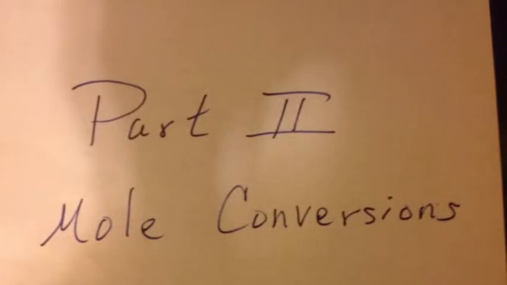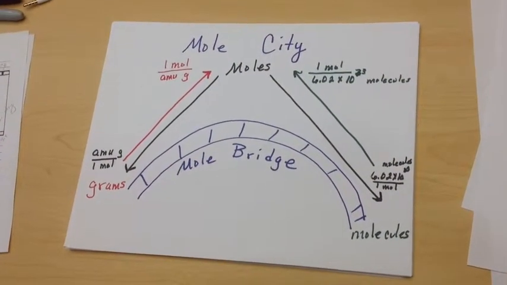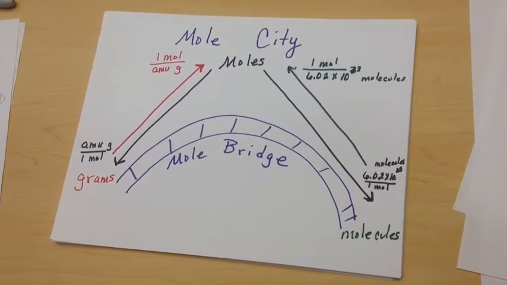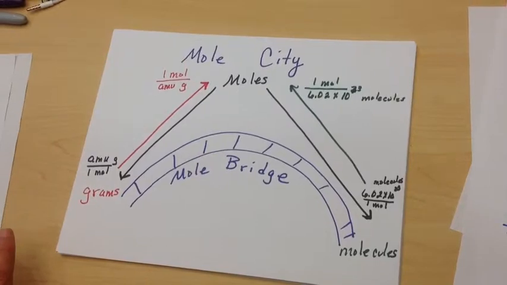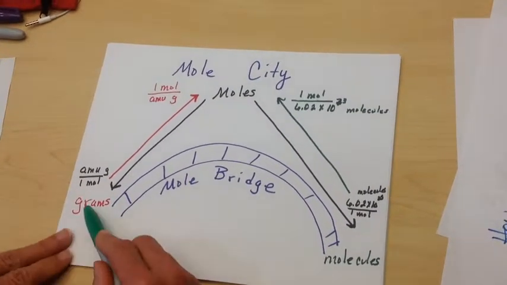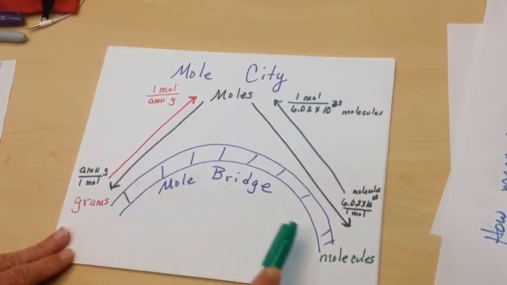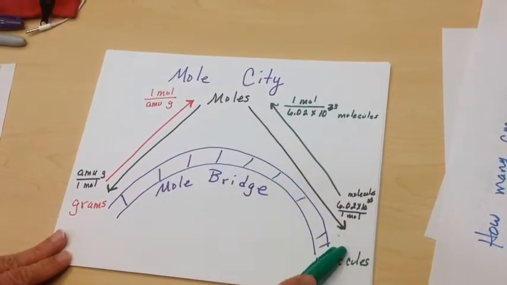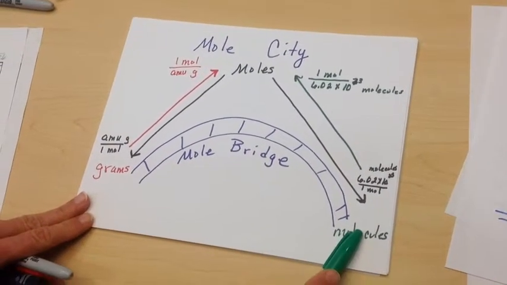Part 2, Mole Conversions. So welcome to Mole City. So how do we travel from moles to molecules to grams? It's by traveling through Mole City. So we have a factor or a road to get from grams to moles. So if I need to go from grams to moles, we have a road. We also have a road that will give us from molecules to moles and back. But we do not have any road that goes from grams to molecules.